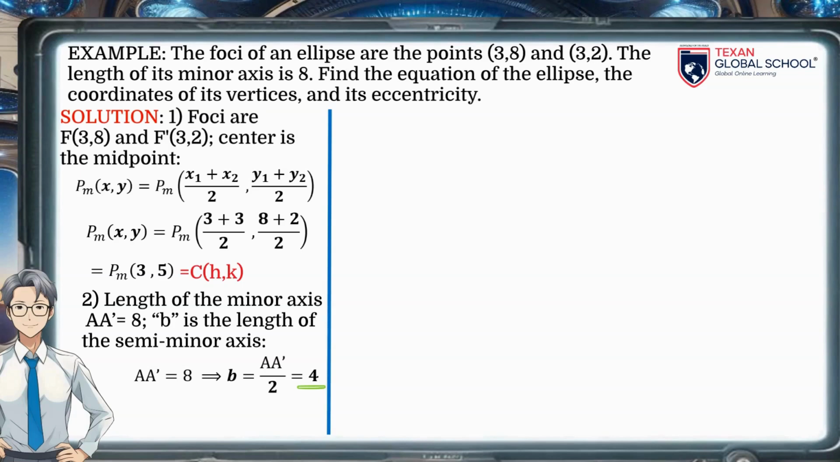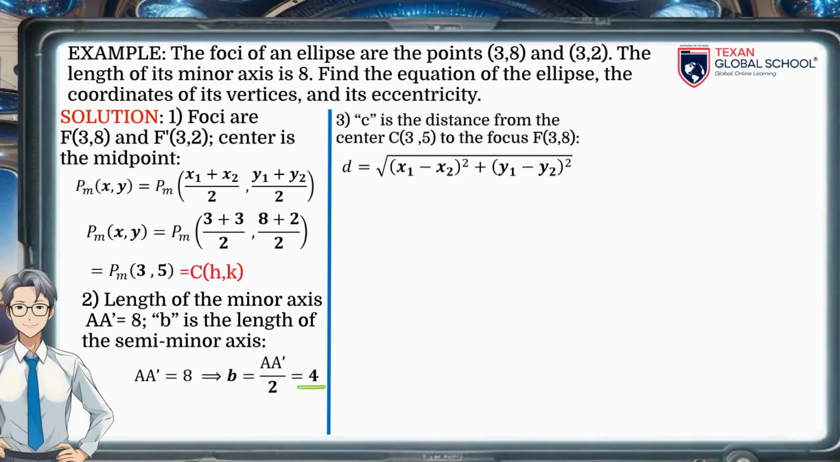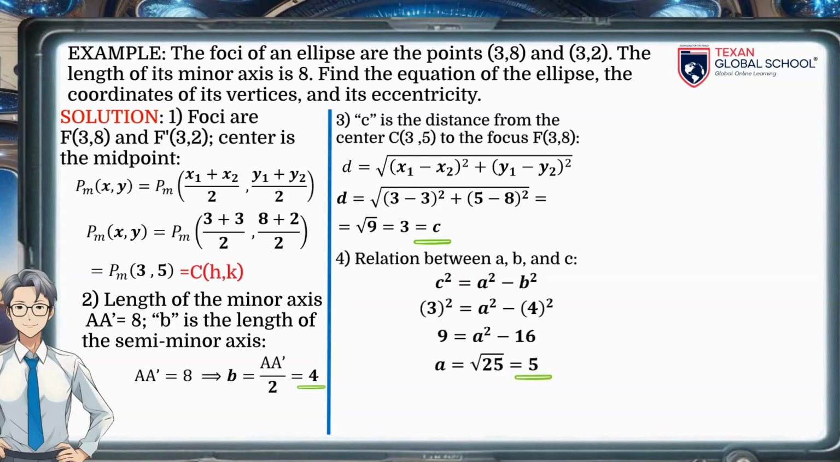Now, since c is a positive constant that represents the distance from the center, (3, 5), to any of the foci, we can use the formula to obtain the distance between 2 points seen in previous classes. By substituting the values of the center and any of the foci, the result is a distance of 3, which represents the value of c. Since we already have the values of b and c, we use the relationship between a, b, and c. By substituting values into the equation, the result is that a equals 5.